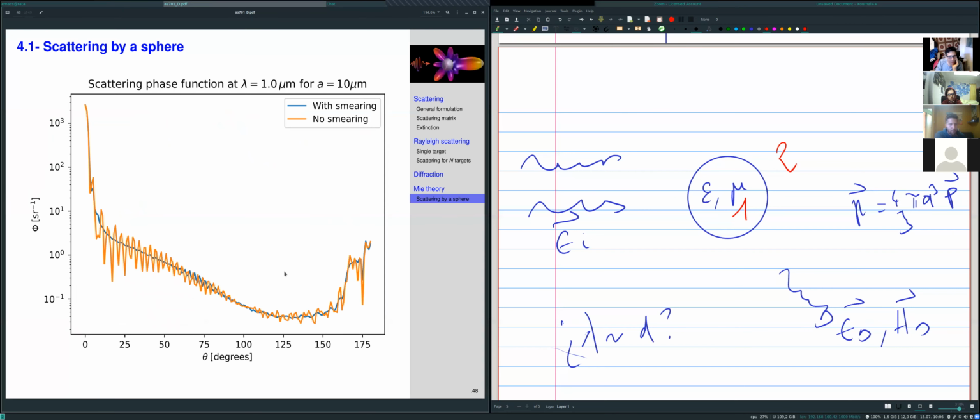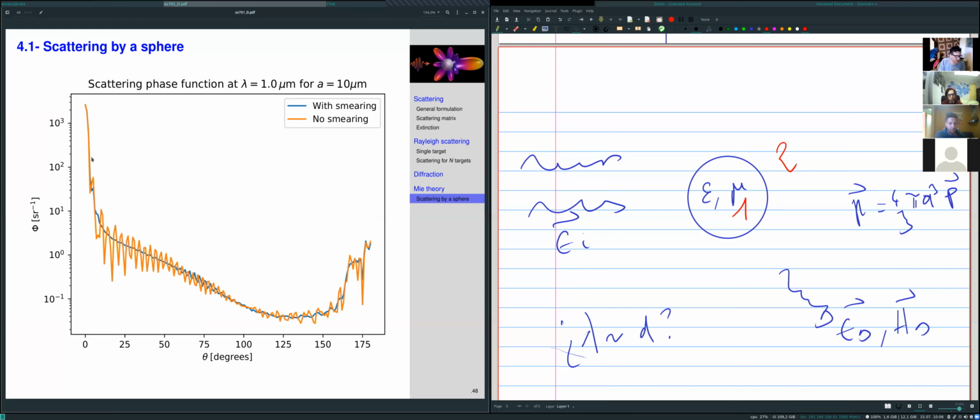And this is an example scattering phase function. Look at the orange line. This is phi, the scattering phase function, as a function of angle. Zero means forward scattering. We have a big forward peak here. The grain size is 10 micron. This is the radius of the dielectric sphere, 10 micron. And we are observing at 1 micron in the infrared.